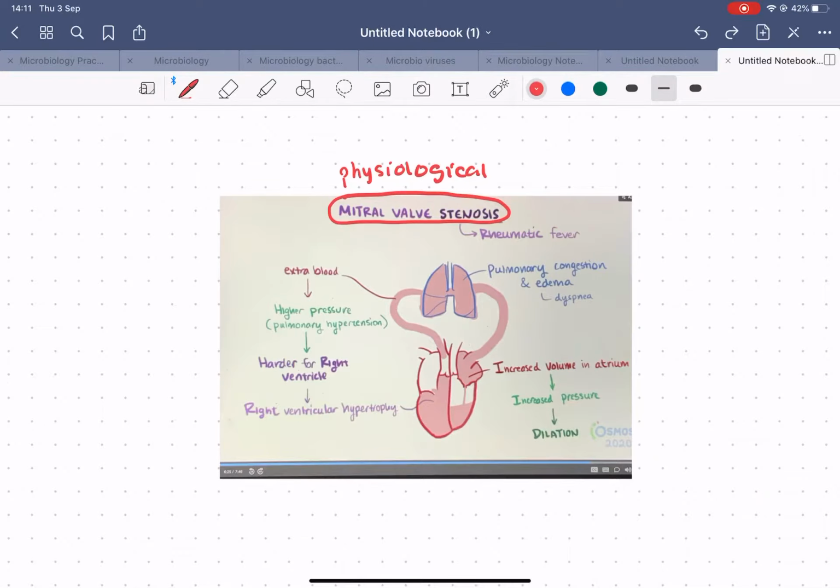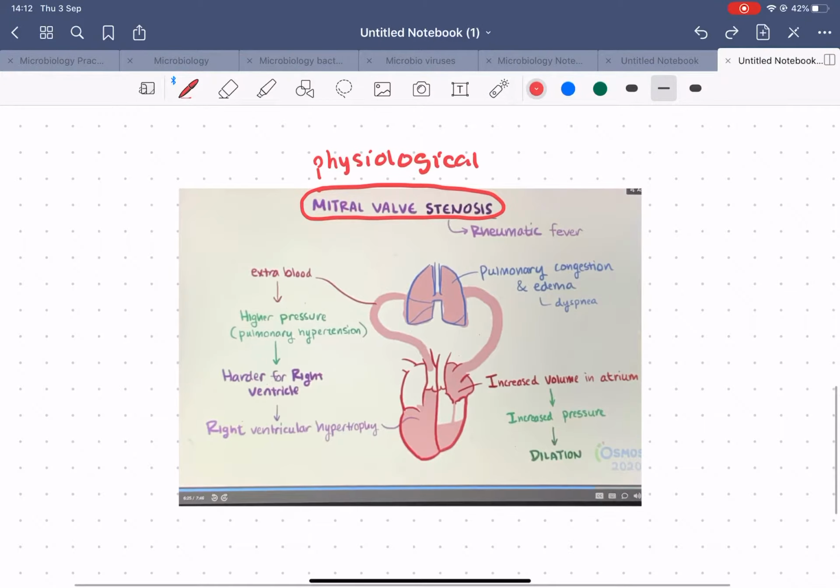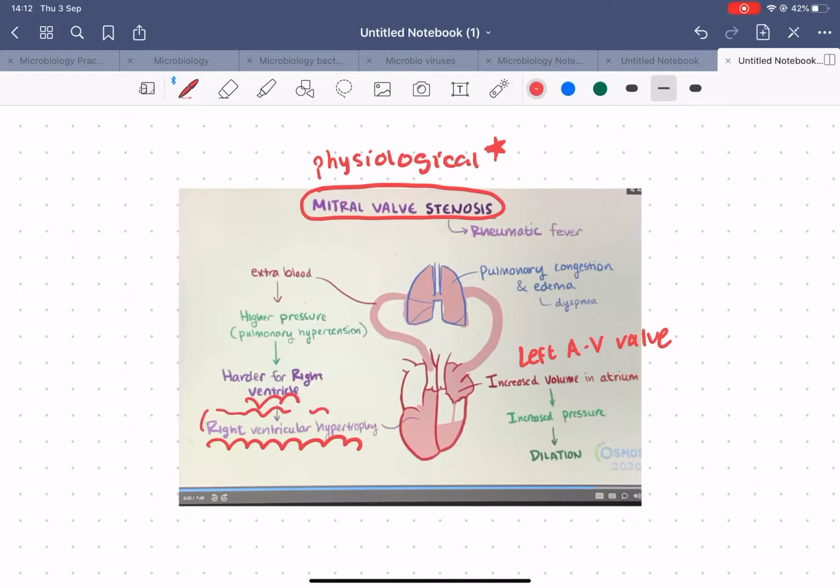So we're going to be discussing the physiological concept that's part of mitral valve stenosis. The mitral valve is found between the left atrium and the left ventricle. It's the left atrioventricular valve here. It's really important to understand this concept because, how is it that a problem with this left AV valve, or the mitral valve, remember the right one is called tricuspid, leads to right ventricular hypertrophy or right ventricular failure eventually? So let's talk about it.